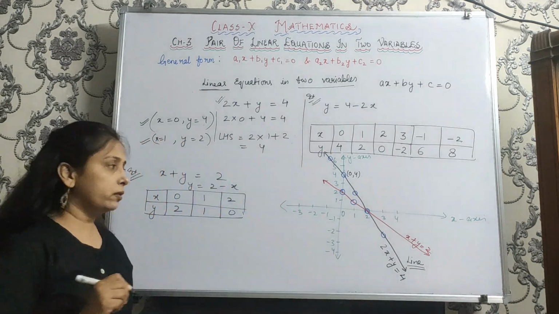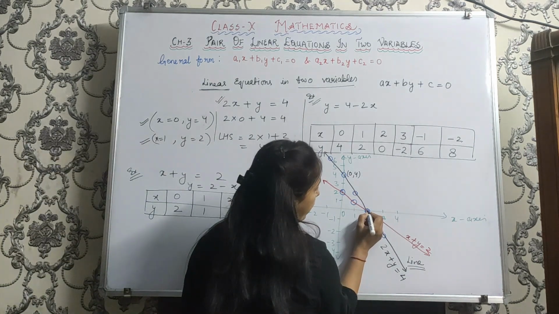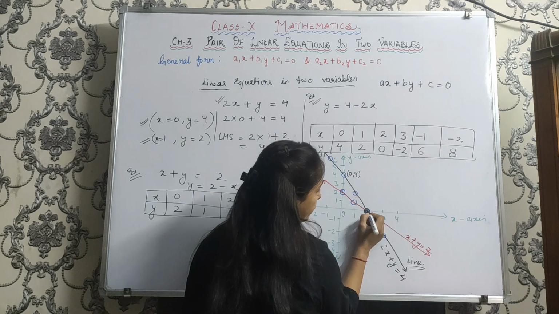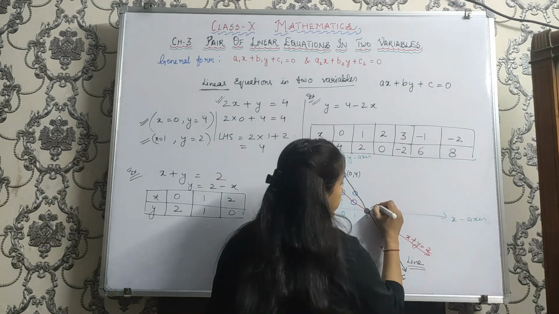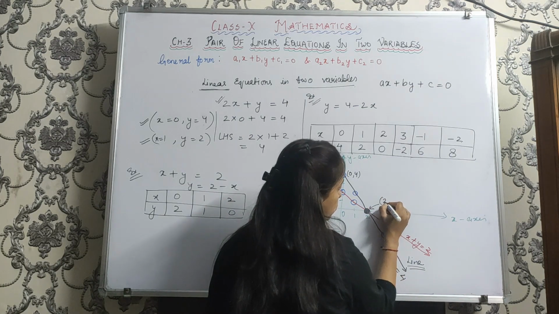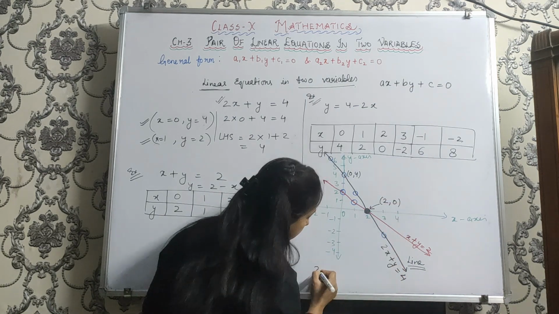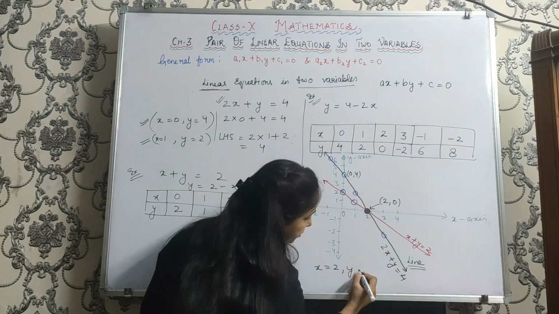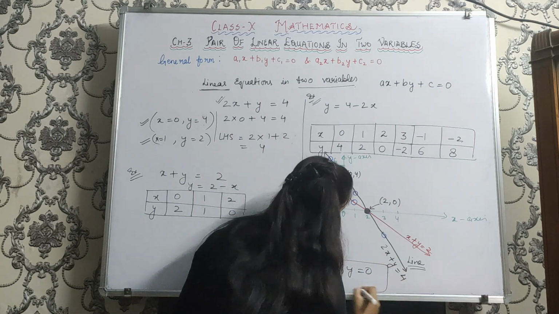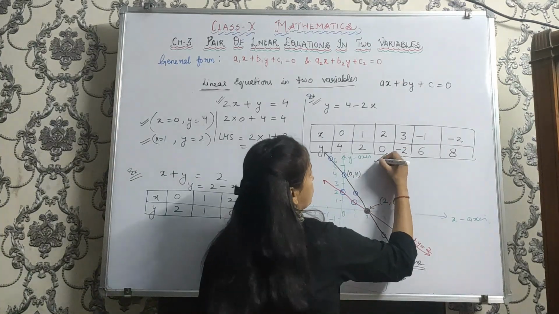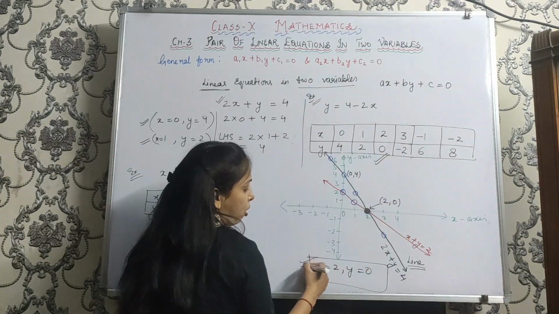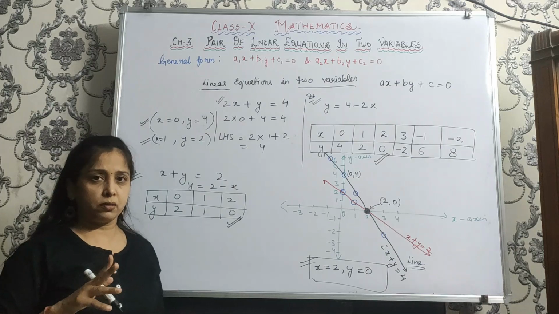Now can you observe something? These two are intersecting at one point. This is the point where both the lines are meeting. So we can say this point 2, 0, or we can say x is equal to 2 and y is equal to 0 is a solution of this equation, as you can see here and here also. So this is a common solution of these two equations.